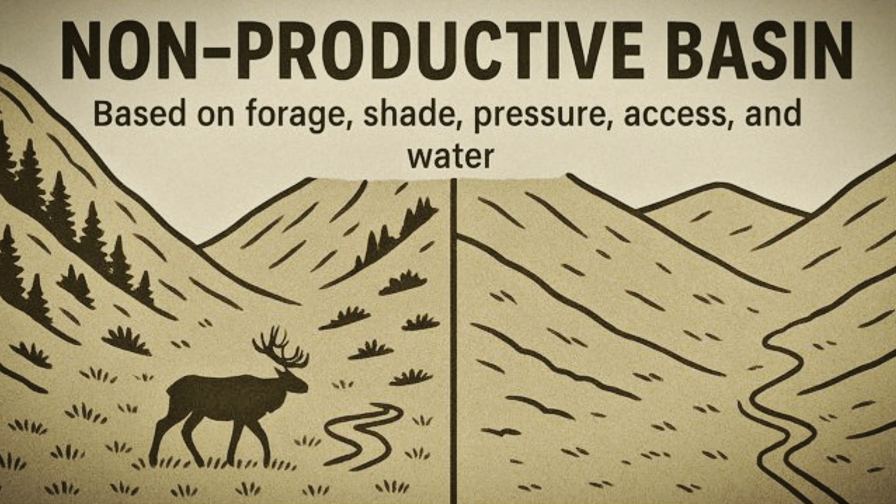Number 71 is productive versus non-productive basins. Productive basins are going to have your best forage and your shade, right? And those types of things are going to dictate pressure and access and determine the basin's quality. Hunters want to prioritize productive basins, not non-productive, dead-looking basins.